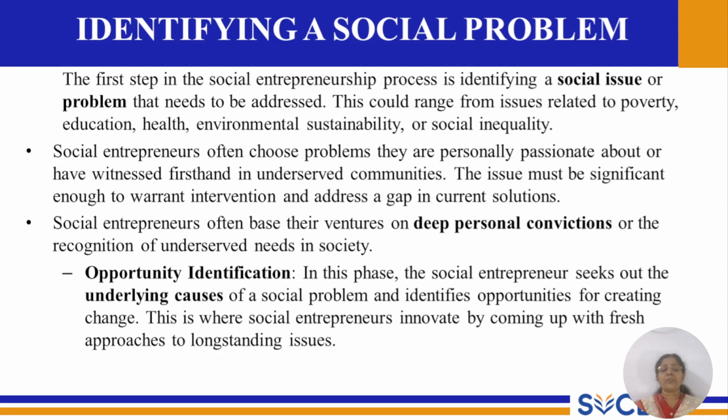So, opportunity identification. In this phase, the social entrepreneur seeks out the underlying causes of a social problem and identifies opportunities for creating a change. This is where social entrepreneurs innovate by coming up with fresh approaches to long-standing issues. So they will identify a problem. They will also identify the root cause for the existing problem. They will brainstorm and they will come up with a new idea, some fresh idea to alleviate the problem or address the problem.